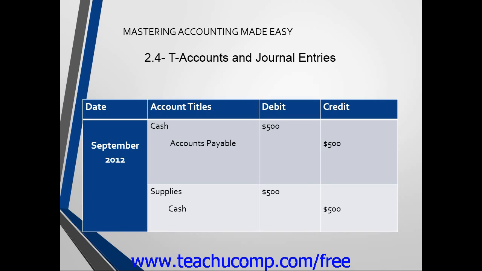Cash has been debited $500 and accounts payable has been credited $500. This will reflect the $500 loan. Next, supplies were purchased with the cash, so supplies were debited $500 and cash was credited $500. This reflects the purchase of supplies for $500 with cash.